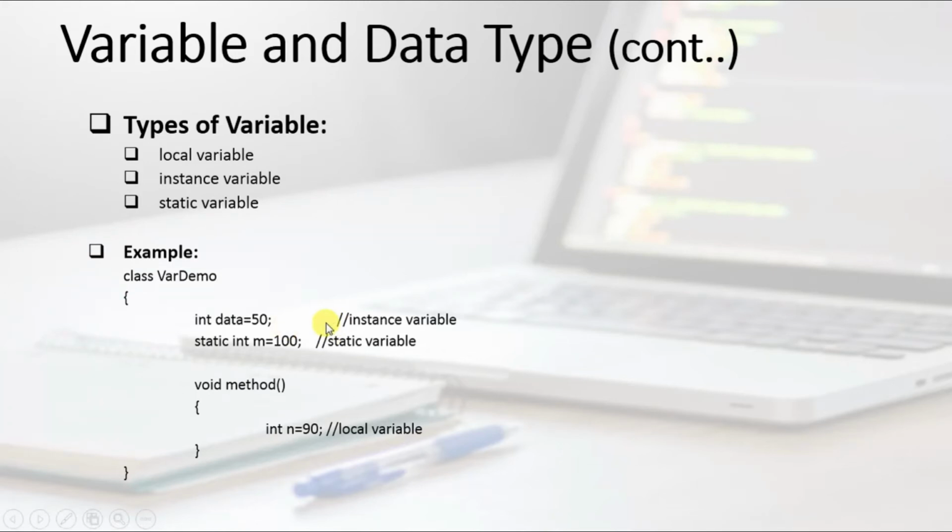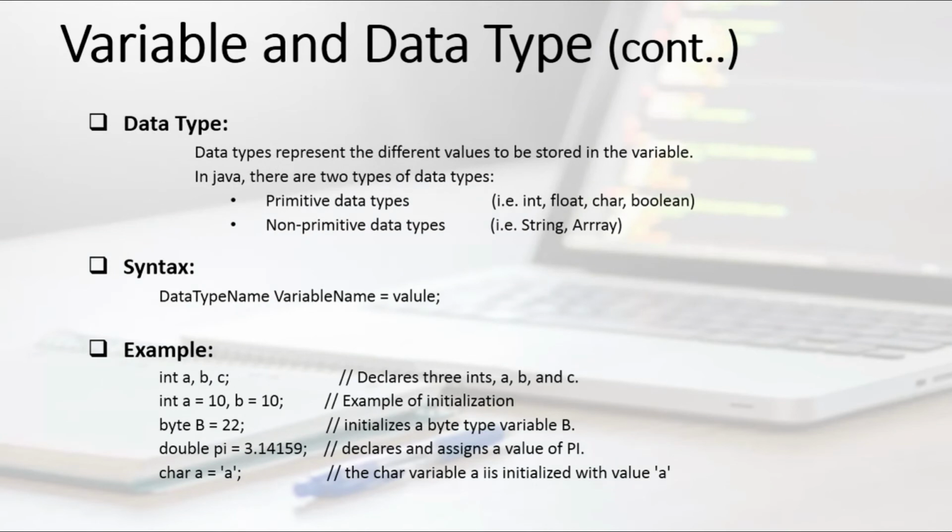Now the second one is the instance variable. A variable which is declared inside the class but outside the method is called an instance variable. It is not declared as static, like int data is equal to 50 in the given example. And the third one is a static variable. A variable that is declared as static is called a static variable. It can't be local, like static int m is equal to 100. In the given example, I have defined a comment as static variable.